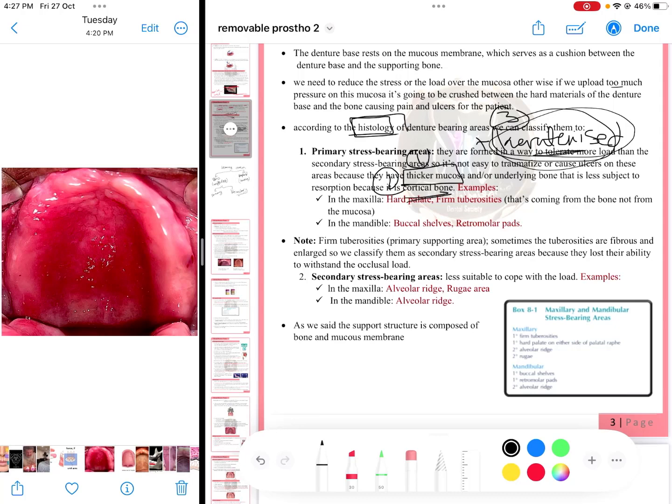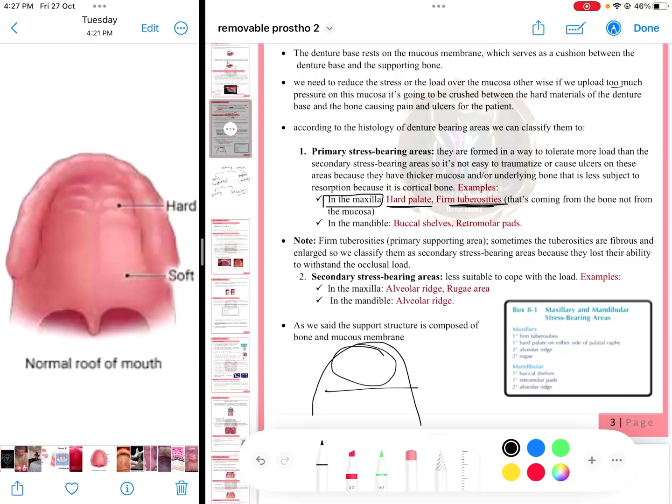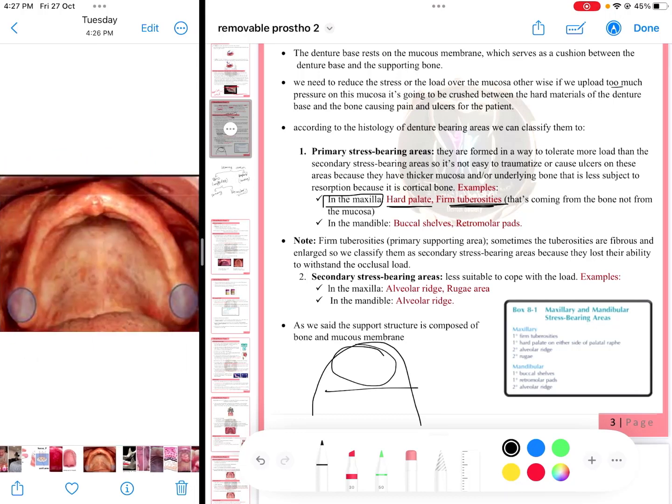Okay, example, let's take now the maxilla. The primary stress bearing areas are the hard palate and the tuberosity. You know what the hard palate is, as you can see in the picture on the left. This is the palate, so the part here is the hard palate, and the tuberosity. Okay, this is the tuberosity.